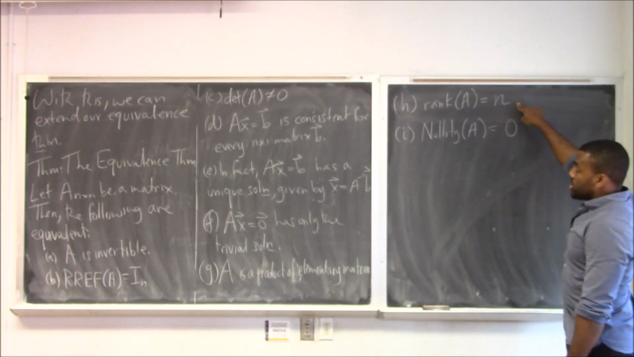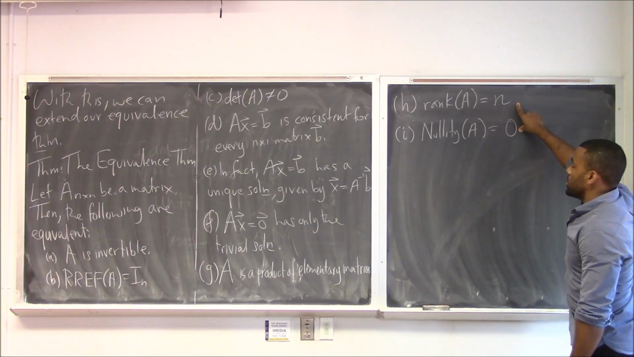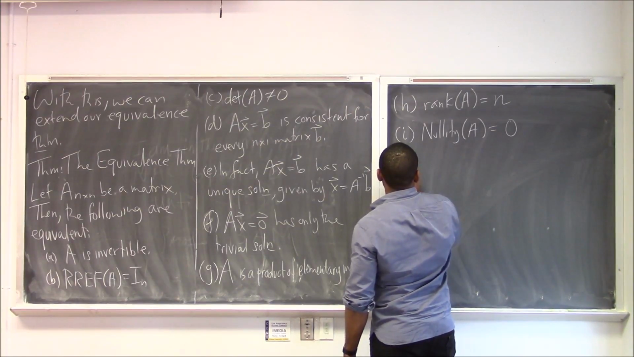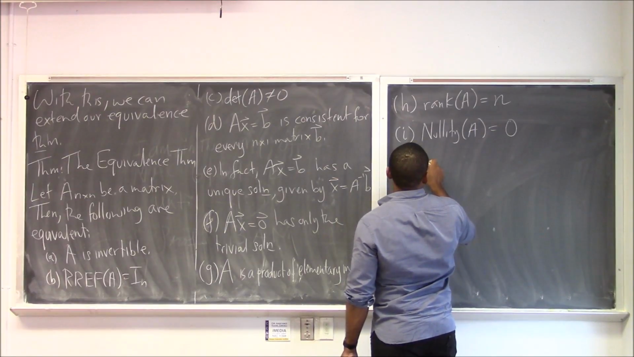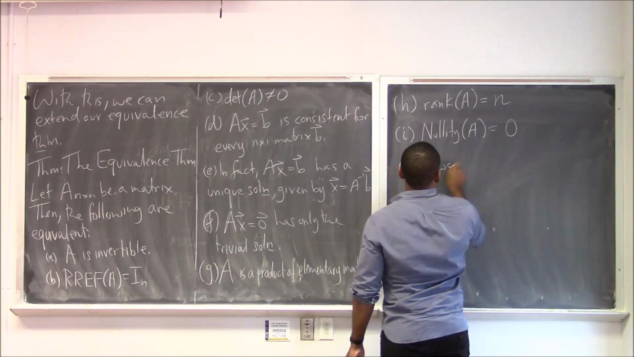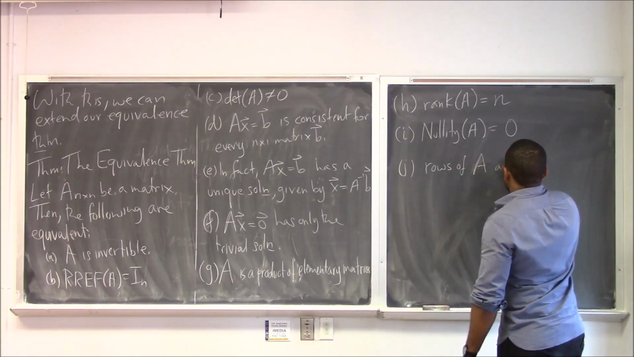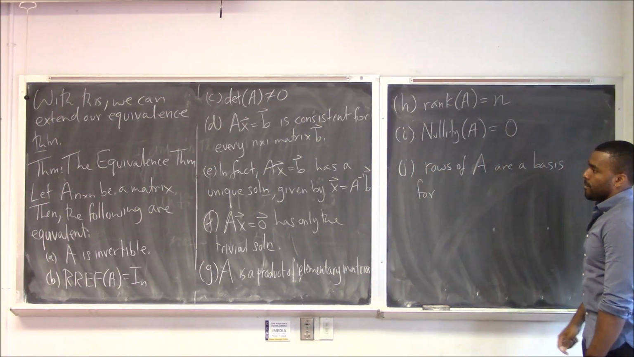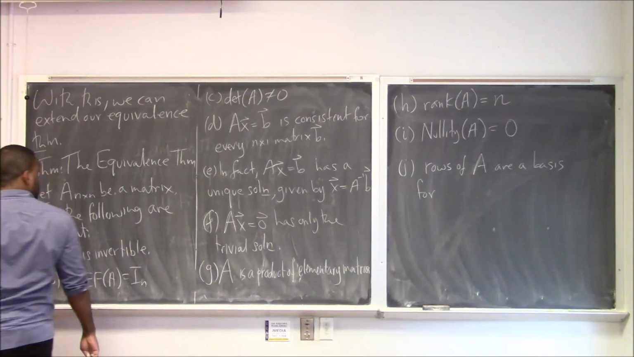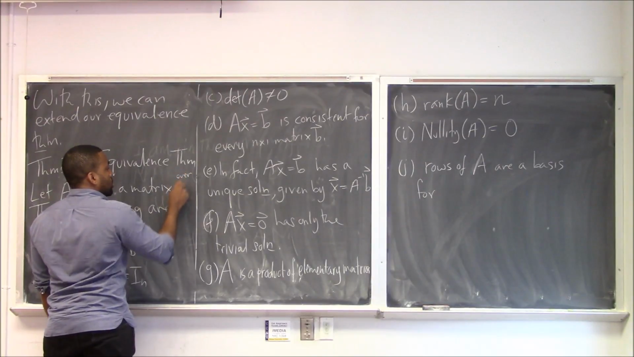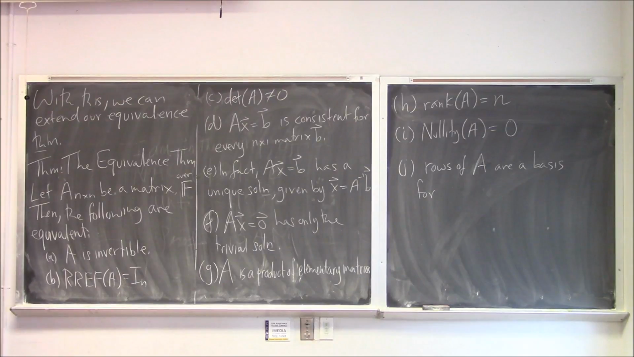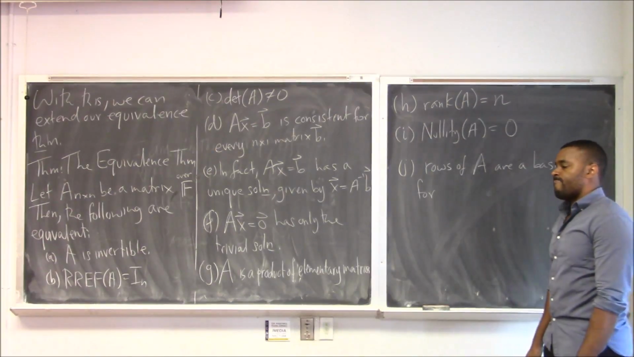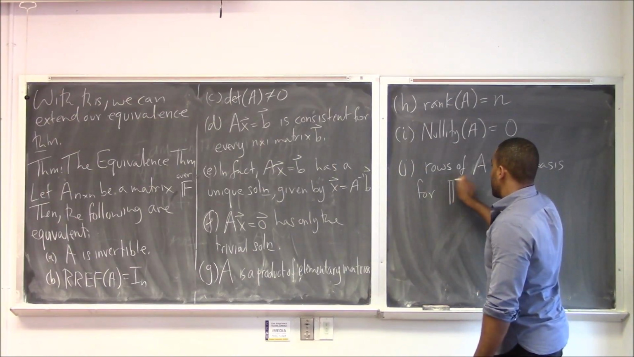The dimension of its row space will be n. The dimension of its null space will be 0. And that can tell you something else. Therefore, the rows of A are a basis for, let's say this is a matrix over a field F. Okay, so F can represent the real numbers, complex numbers, probably something else. We can take its rows to be a basis for what? Right, Fn.